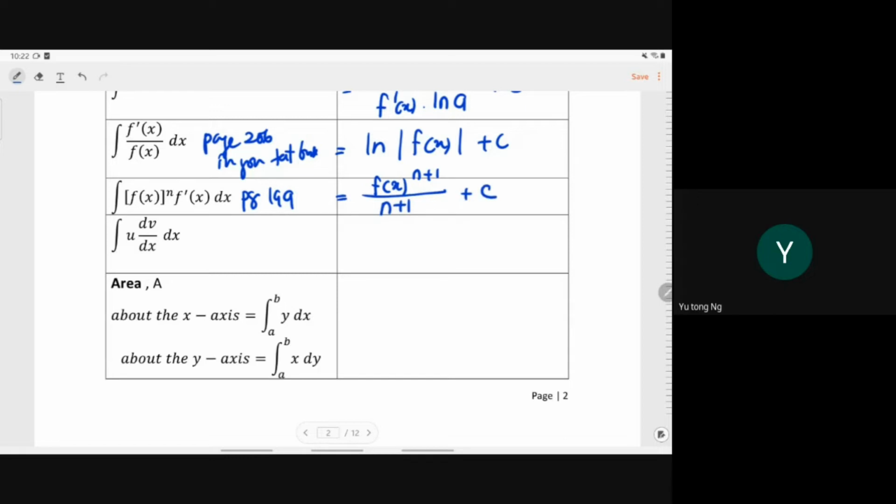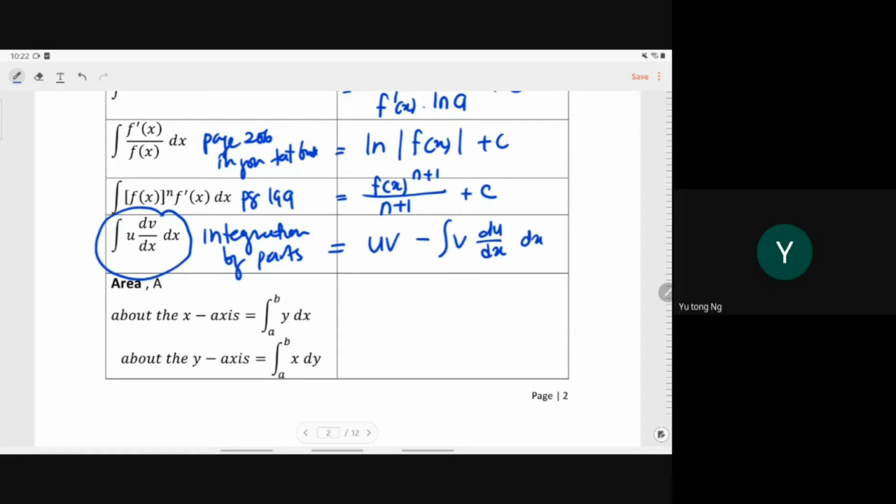Next, integrate u dv/dx, this is your integration by parts. You should get uv minus the integral of v du/dx dx. From the equation given, you need to find out what your u is and what your v is. So for the equation, determine u and determine dv/dx. Later on we will discuss this more when we come to integration by parts.